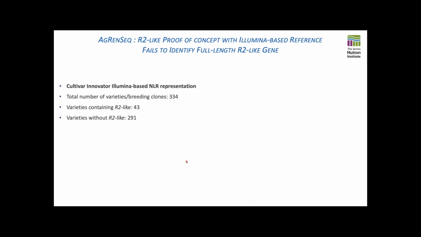So as a proof of concept, we wanted to find R2-like in the cultivar Innovator. Now, we knew that Innovator contains an R2-like gene. We established this with our RenSeq pipeline, and we used an Illumina-based NLR representation. We took a combination of varieties and breeding clones. So in total, we looked at over 330 accessions or varieties that we combined. Of those, 43 contained R2 according to our RenSeq data, and 291 did not contain R2.